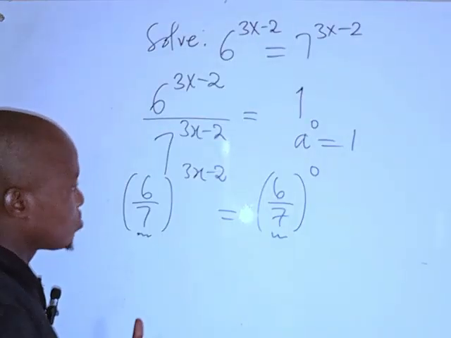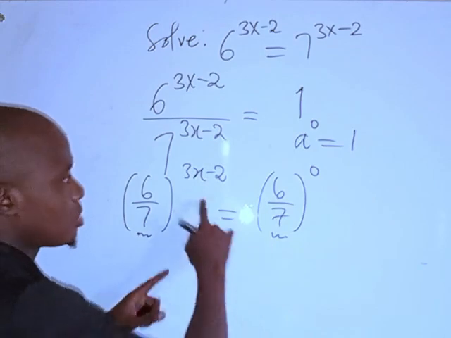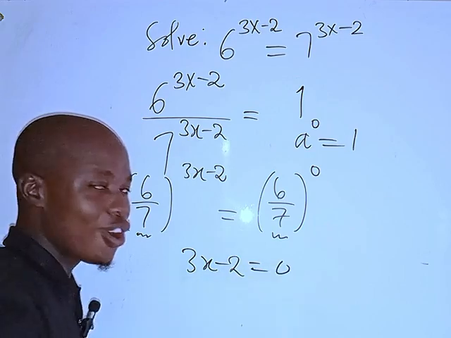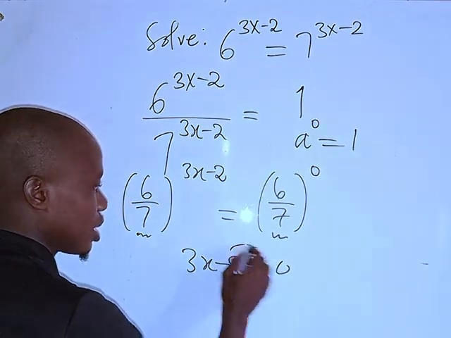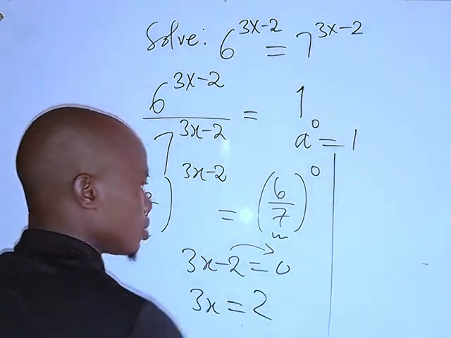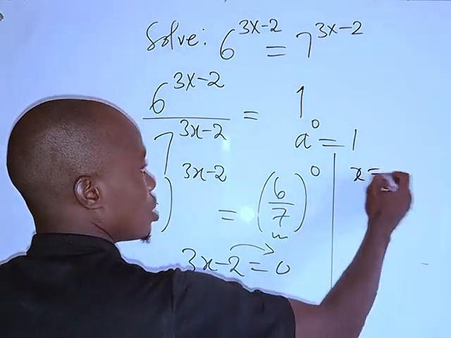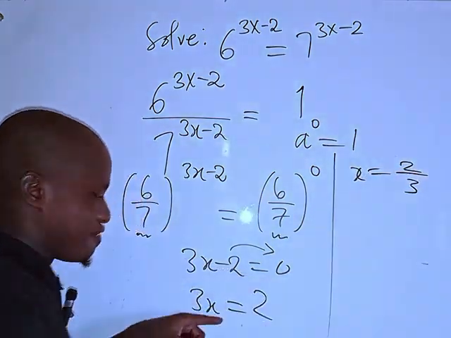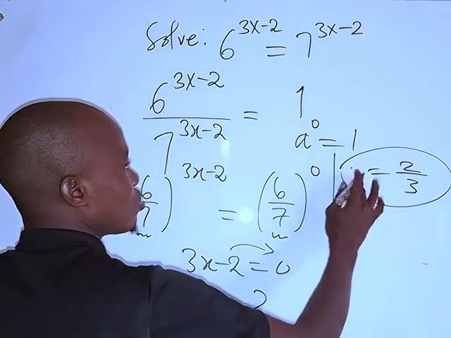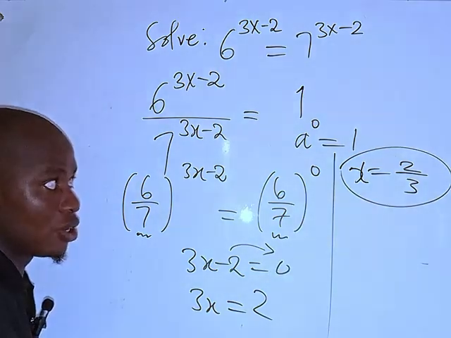Right? So now from here, we can just compare. When you compare, you can see that the two bases are the same, so it equates the powers, from the law of exponents. Now taking this to this side, we have 3x equals 2. Then x equals 2 over 3 by dividing both sides by 3. So you can see we have x to be 2 over 3, and that is what we've gotten.